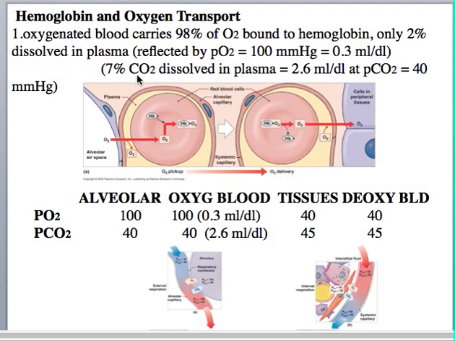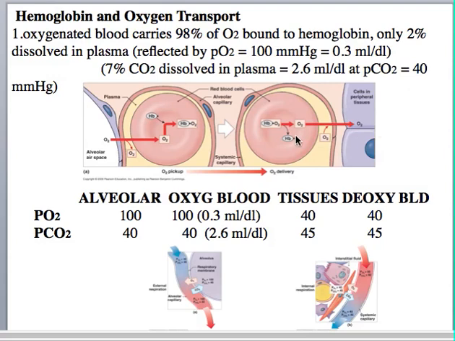And just in comparison, about 7% of the total carbon dioxide that's in the blood is dissolved in the plasma. So again, these numbers are not going to mean that much to you, so don't worry about them because I don't want them to confuse you. But 98% of the oxygen in your blood is bound to hemoglobin, and only 2% will be dissolved in the plasma, whereas 7% of the total CO2 carried in your blood will be dissolved in the plasma. We'll get to more talking about CO2 in just a little bit.